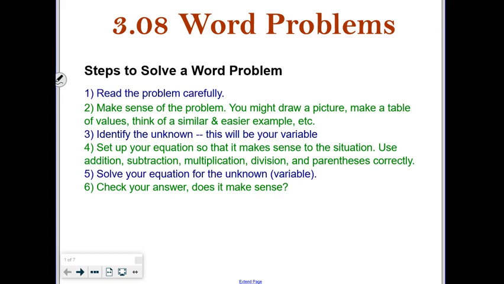Step 5, solve your equation for the unknown. This will be a review of previous sections. I believe more than likely it'll be all of the sections up to 3.04 that we'll be reviewing when we're solving these equations in these word problems. We will not have equations that we saw in sections 3.05, 6, and 7. And then make sure that your answer makes sense. Check it. You could plug it back into the equation, or if the actual answer doesn't make sense, maybe your equation needs some fixing. So make sure it makes sense as well.